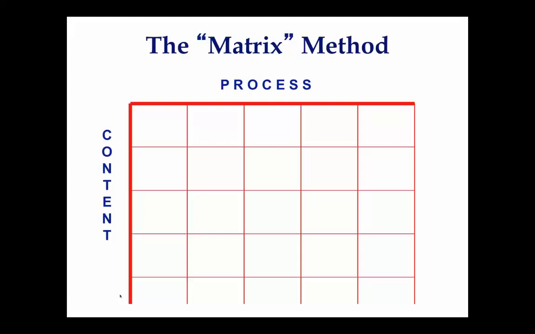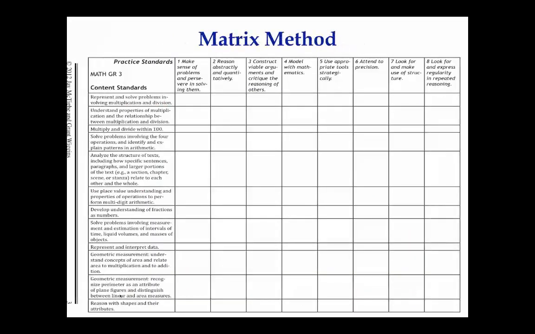Tyler, many years ago, said we need a matrix to plan our curriculum involving content and process. Looking at the math standards, then, it suggests that we actually create such a matrix and we plan our curriculum accordingly. The example on the screen, as you can note, comes from the third grade math standards, which are listed on the left side, and the eight practices across the top. If we were to shift grade levels, the vertical axis, of course, would change, but the math practices across the top would not.